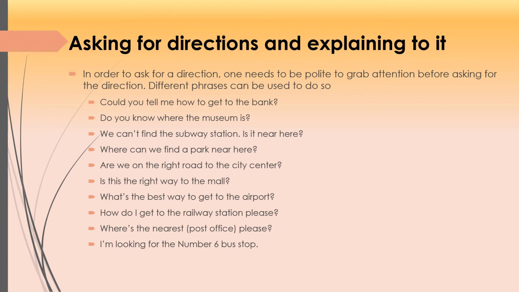So how can you ask for information? You can do so by saying lots of phrases. Could you tell me how to get to the bank? Do you know where the museum is? We cannot find the subway station. Is it near there? Where can we find a park near here? Are we on the right road to the city center? Is this the right way to the mall? What's the best way to get to the airport?